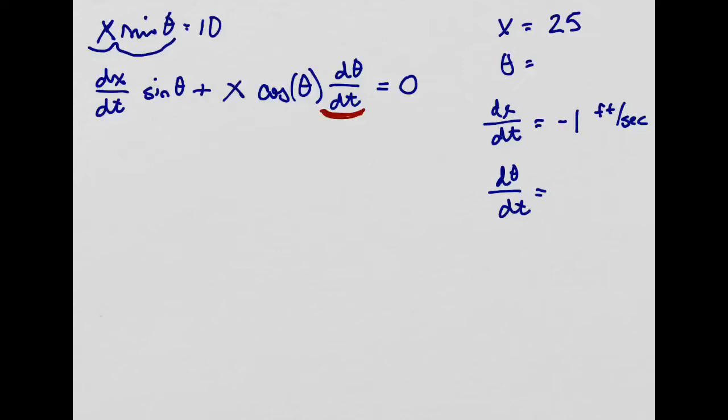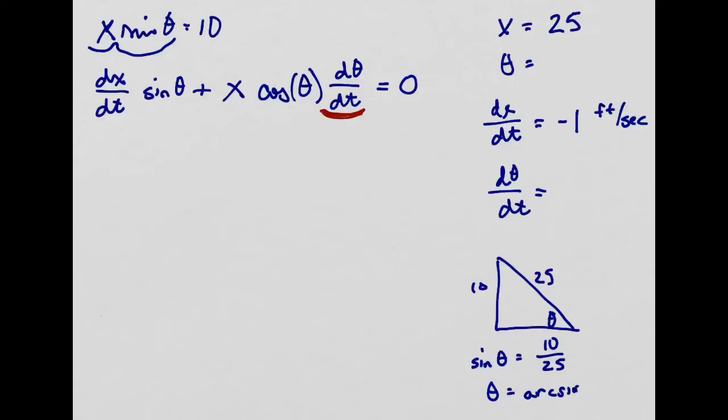So we still need to find theta. If we look at our triangle and draw it again, we have 10, we have 25, and we have theta. So we can use sine to solve for this. Sine of theta is equal to 10 over 25. So theta is equal to arc sine, or sine inverse, of 10 over 25.